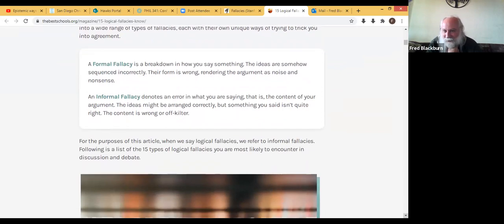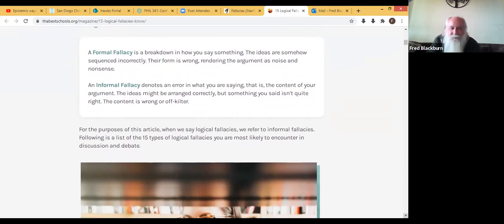Okay, this is much easier than the Stanford, right? So the formal fallacy is a breakdown in how you say something. The ideas are somehow sequenced incorrectly. Their form is wrong, rendering the argument as noise and nonsense. An informal fallacy denotes an error in what you are saying. That is, the context of your argument. The ideas might be arranged correctly, but something you said isn't quite right. The content is wrong or off kilter. So the formal fallacy, it may have to do with the word order or how you're using words. And the informal is you're just giving bad information.